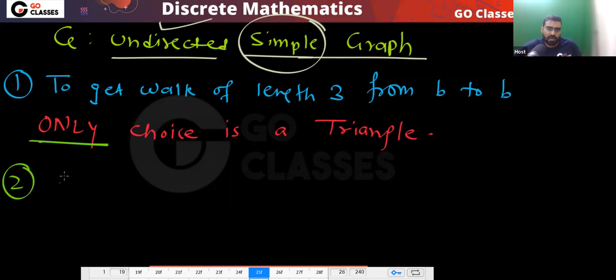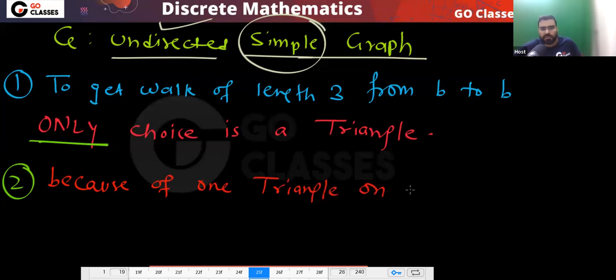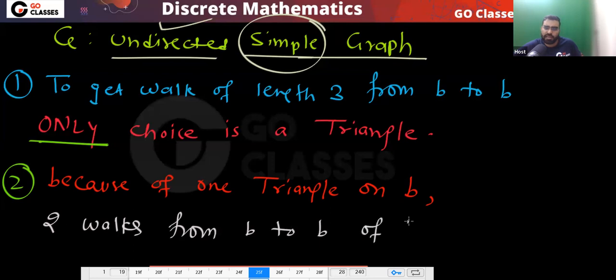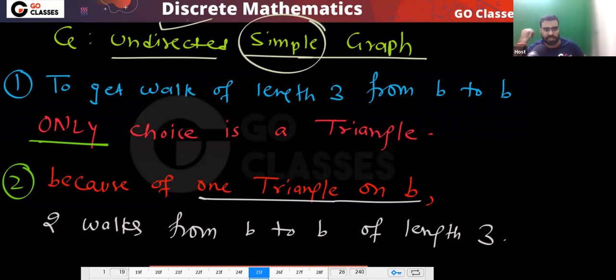And the second point: because of one triangle, how many walks of length three are you getting? Because of one triangle on vertex B, there are two walks from B to B of length three, correct? Yes or no? Is this clear to everyone? Because of one triangle, you are getting two walks of length 3 from B to B.